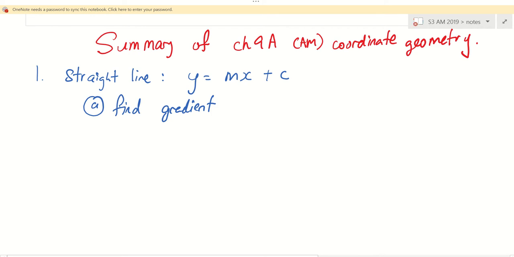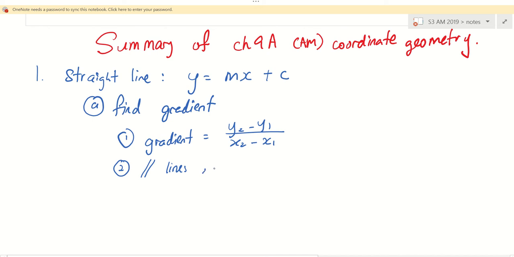Now, to find gradient, there are a few methods. Part 1, method number 1, I use the formula method. So, formula method is gradient equals to y2 minus y1 over x2 minus x1, or y1 minus y2 over x1 minus x2, whichever method you like. Method number 2 is when they tell you something like similar lines, then you know that the gradient is the same.